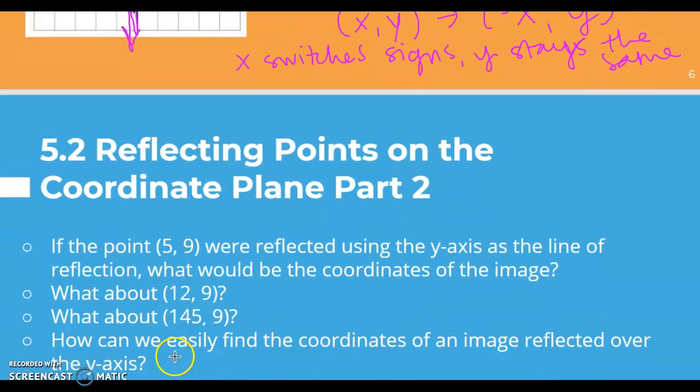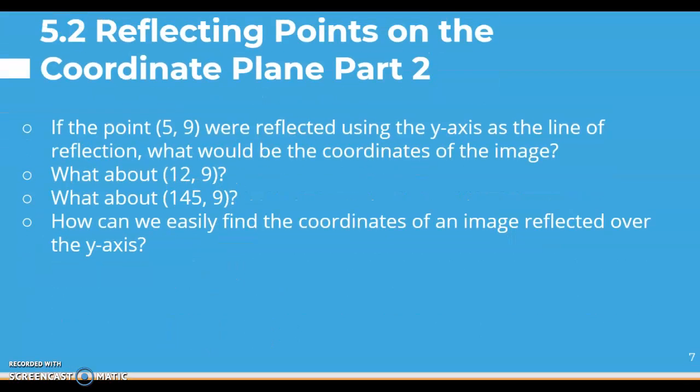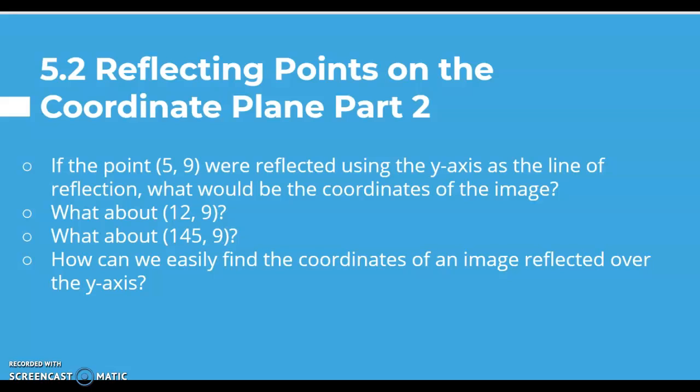Awesome. Okay, so looking at a few more examples, let me scroll up a little bit. If the point 5, 9 were reflected, so let's put 5, 9 up here, using the y-axis as the line of reflection, what would be the coordinates of the image? Well, instead of going to the right 5 up 9, now I'm going to go to the left 5 up 9. So I still want to be 5 units away from the line of reflection. It's just in the opposite direction. So instead of 5, 9, my ordered pair would be -5, 9.